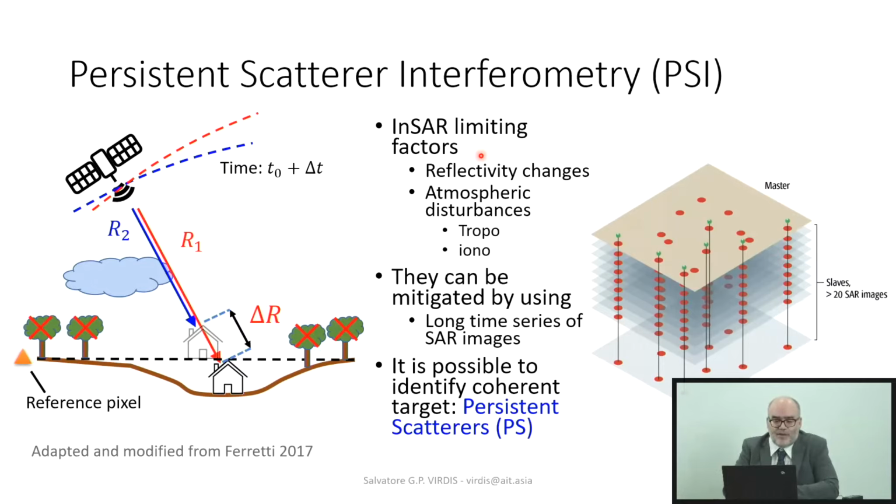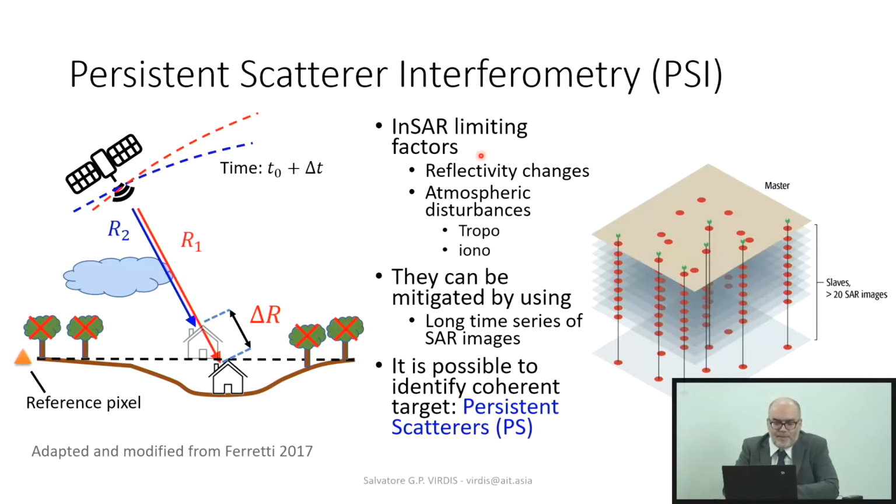This technique is called persistent scatterer interferometry, or PSI. With PSI, we overcome limiting factors of conventional pairwise interferometry. We mitigate the problem of reflectivity changes that imply loss of correlation, and we also try to mitigate atmospheric disturbances, as I said before, in the troposphere and ionosphere.